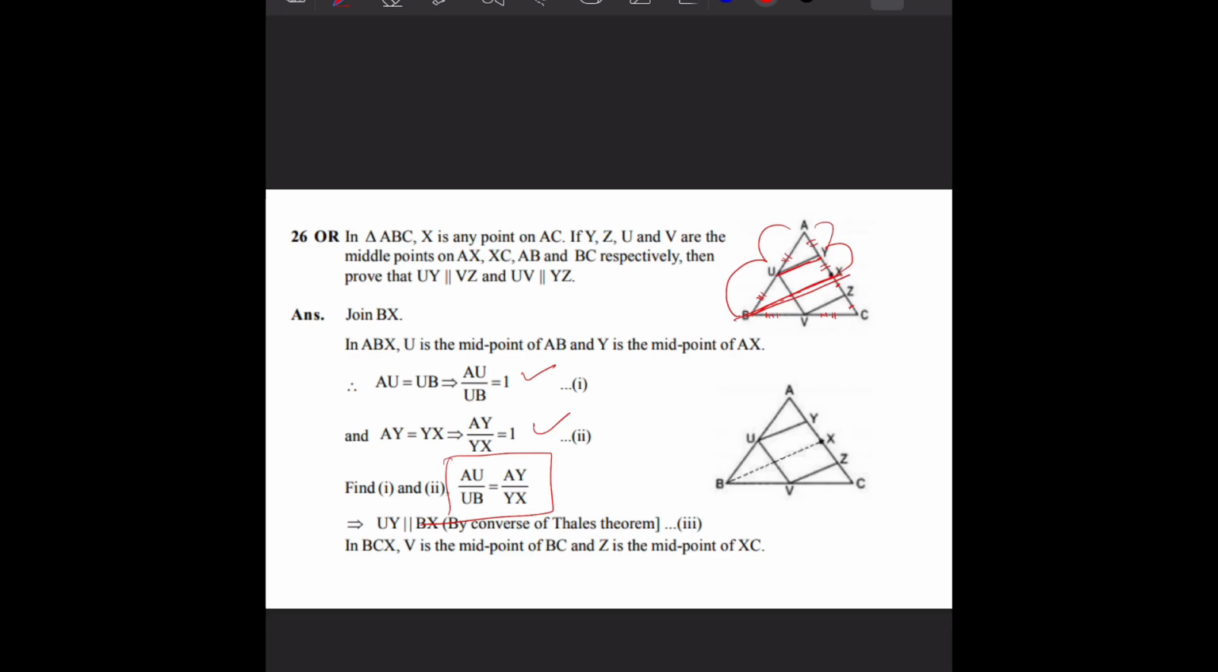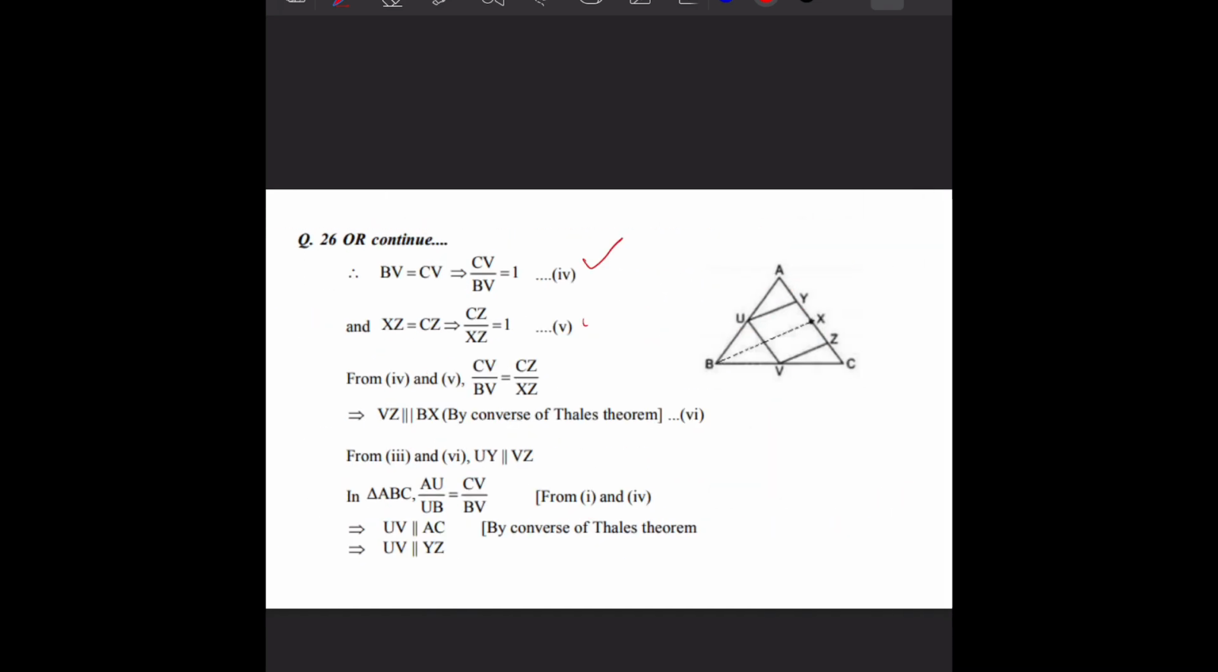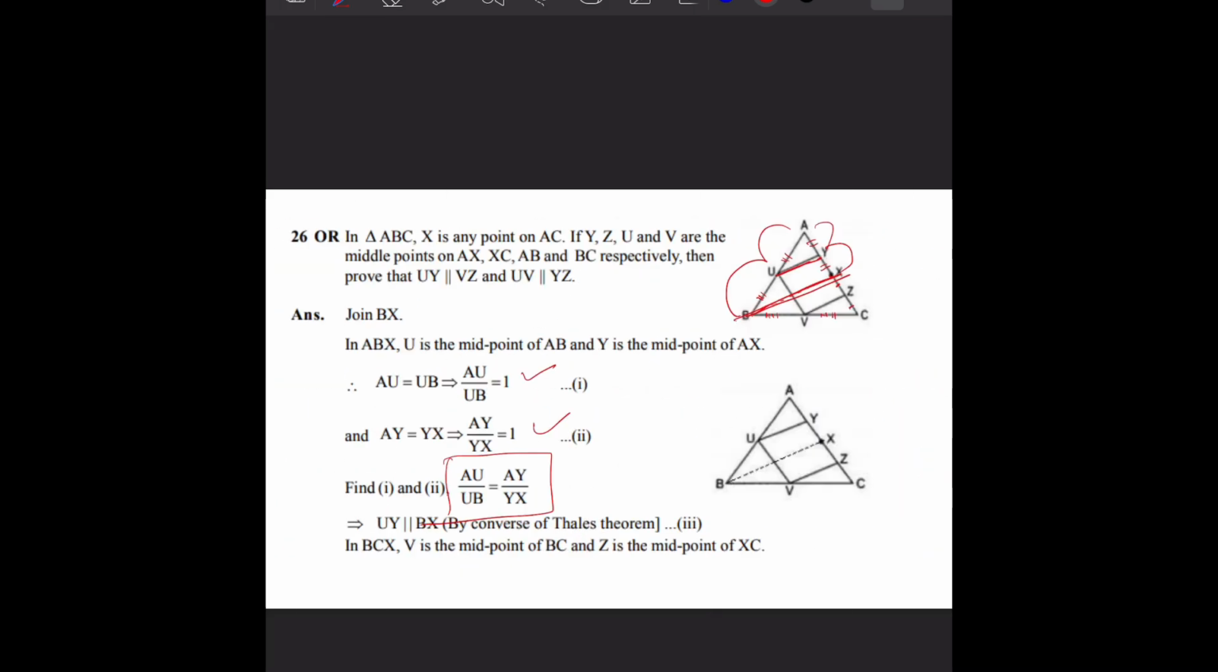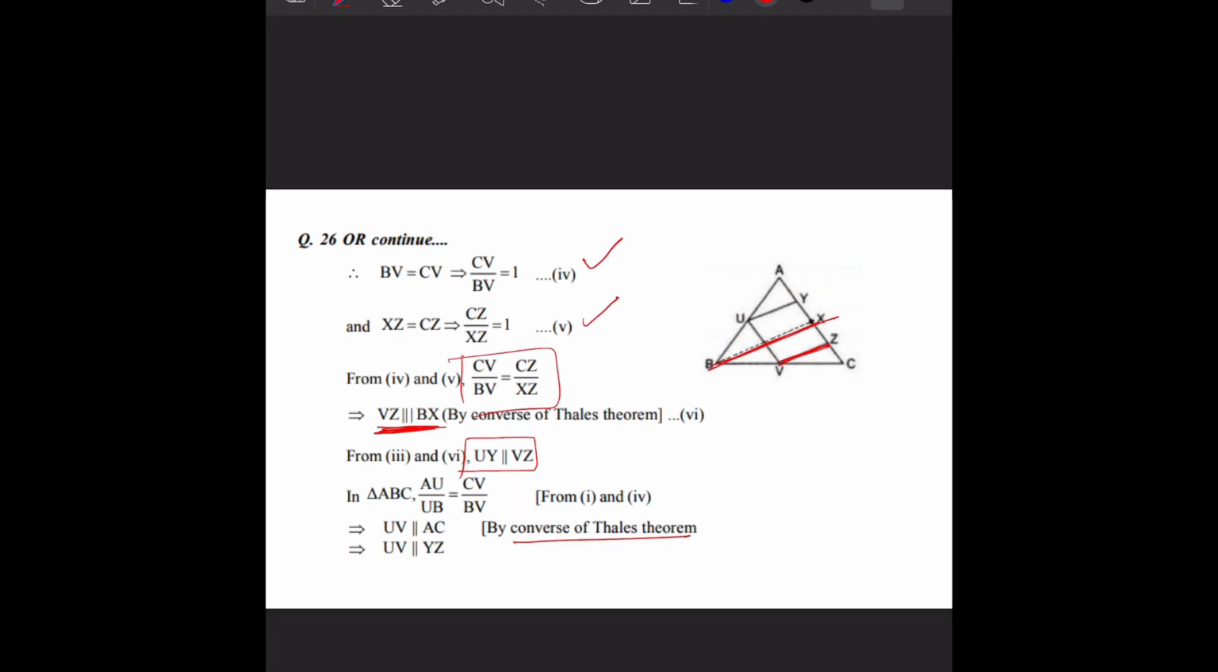Now, the same thing we will do in triangle BCX. We will show two ratios equal to 1 and equate them. That will prove that VZ will be parallel to BX by converse of Thales theorem. Then VZ is parallel to UY. How? We know VZ is parallel to BX and BX is parallel to UY. Therefore, UY is parallel to VZ.